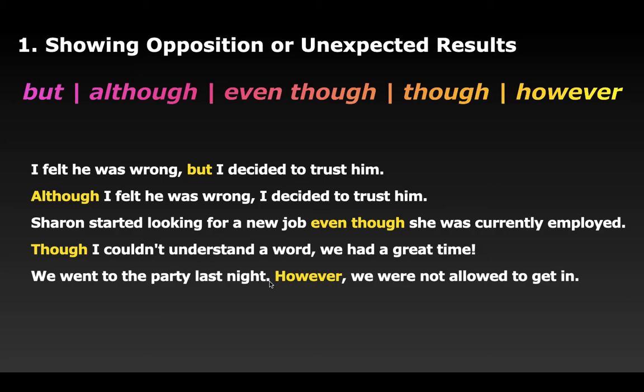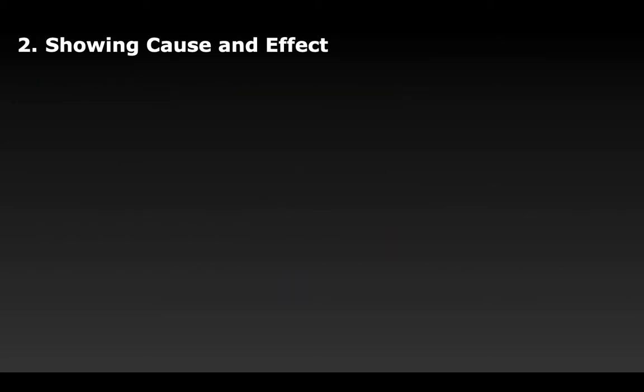Okay, so we are done with the first one. Let's move on to the next one. This time, let's talk about connecting words that we use for cause and effect. We have three: because, since, and as. All right. Actually, it's more like just cause, not really effect.